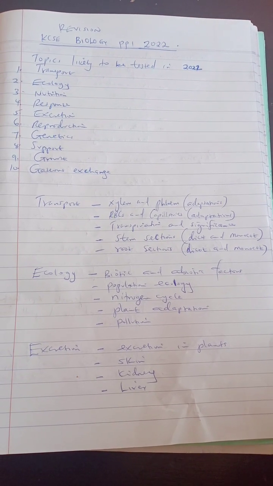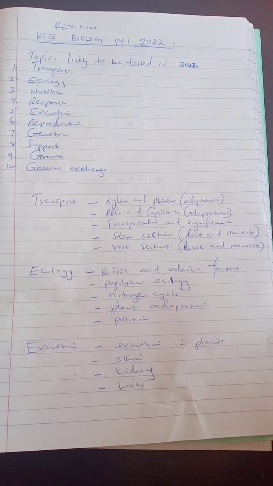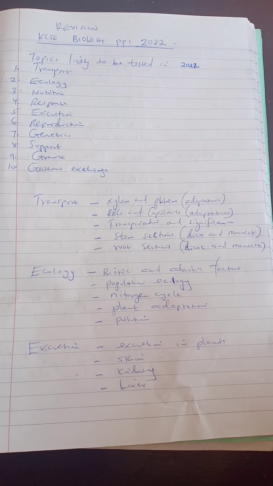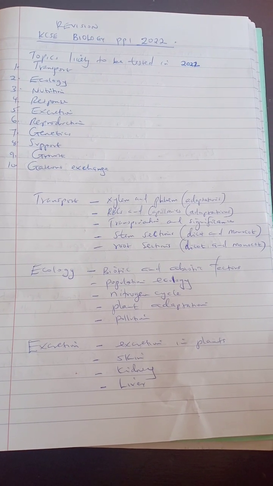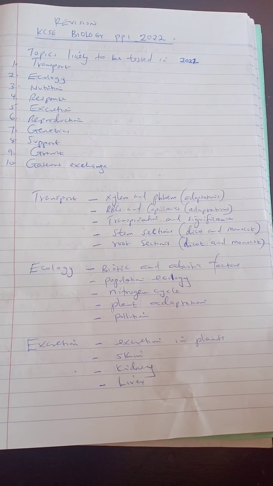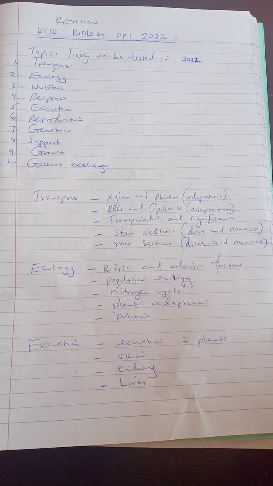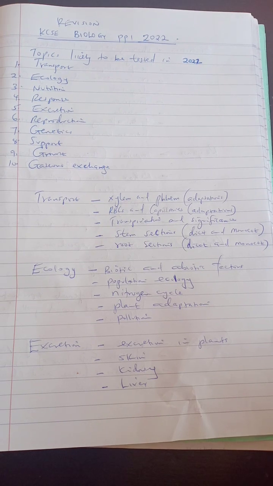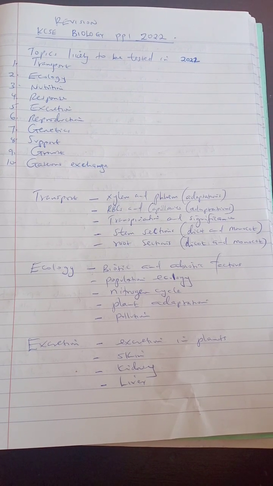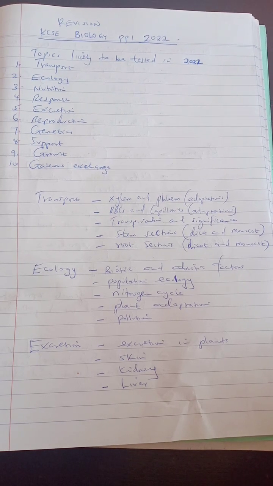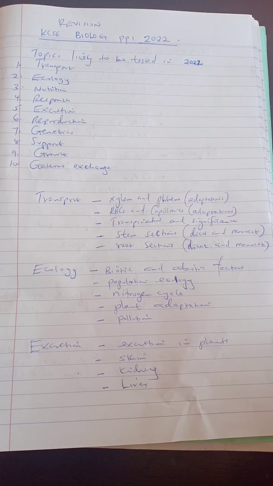And then plant adaptation simply means how different types of plants are adapted to their habitats: mesophytes, hydrophytes, xerophytes. You have to remember that. And then for pollution, you have to remember about the types: air pollution, water pollution, and soil pollution. Basically the causes and the effects, and how you can control those types of pollution.